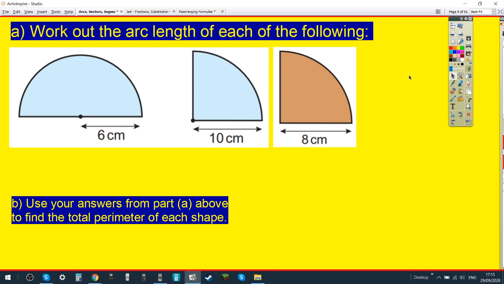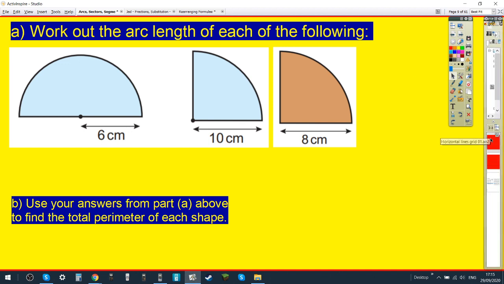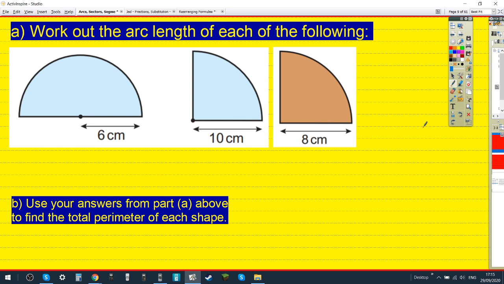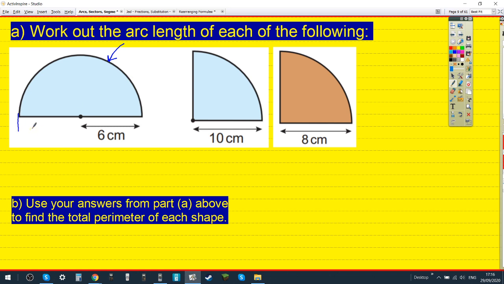Let us try top one. Top left, sorry. Top left. Okay. Work out the arc length of each of the following. What's an arc length? It is the length of the curved bit. So it's like the part of the circumference. Oh, okay. So, how do you do that? What if it was a full circle? How would you get its circumference?